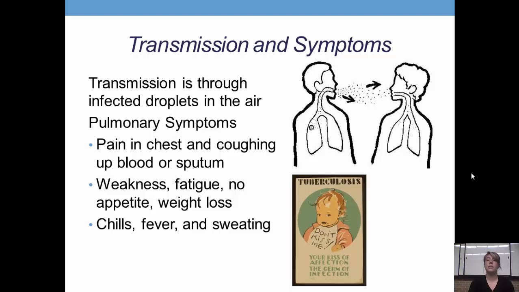Some of the main symptoms of tuberculosis come from the pulmonary system, since that is what tuberculosis mainly affects. And these are some of the few that can happen. You can have pain in the chest, coughing up blood and sputum. You are very weak, fatigued, usually have no appetite, and weight loss can occur from that, as well as chills, fever, and sweating.